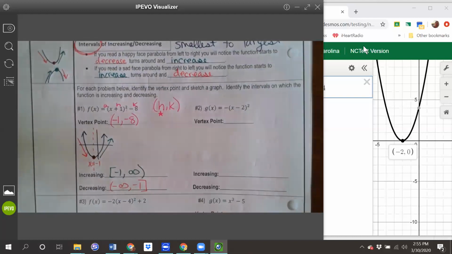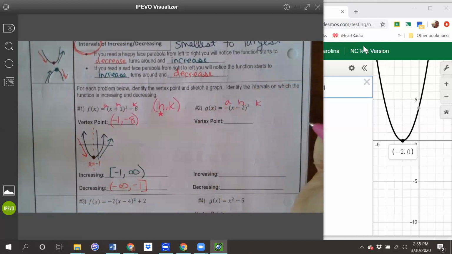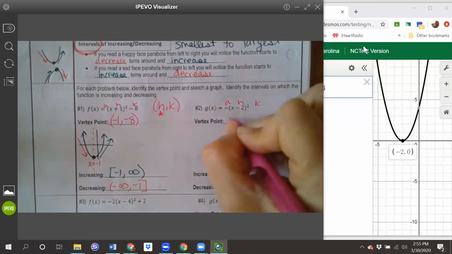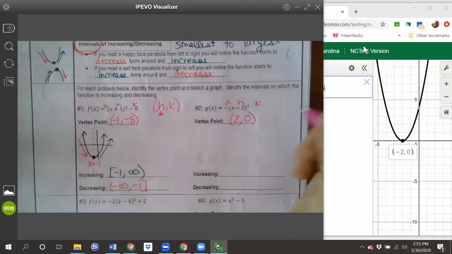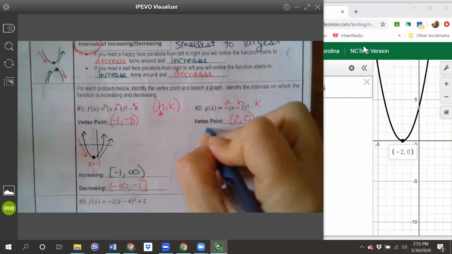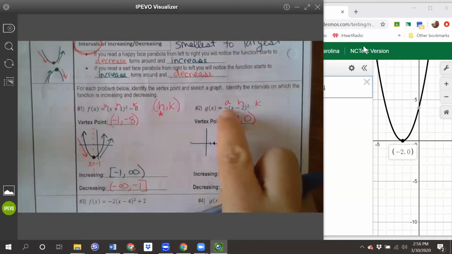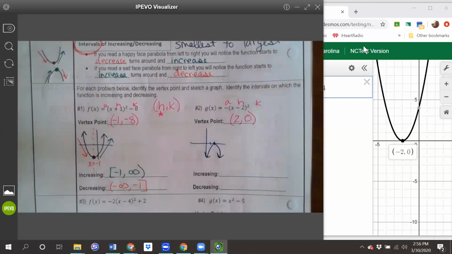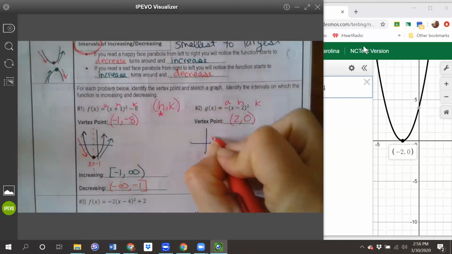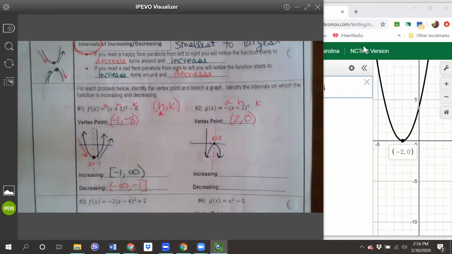All right, let's take a look at number 2. So I've got A, H, and K. So that means that opposite is +2, and then K is missing, which is 0. So I've got a vertex point at (2, 0). It is a negative, which means that we are dealing with a frown. And this x value right here is 2, right? That is my axis of symmetry at 2.